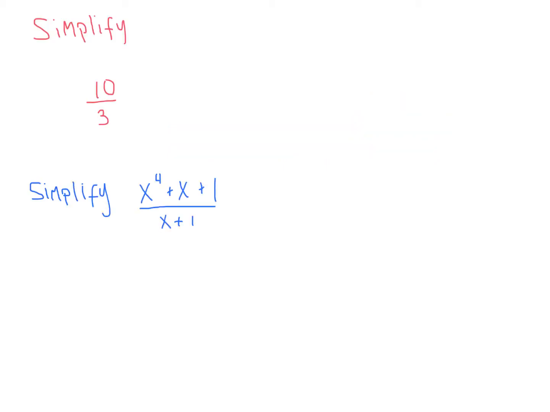Let's start off just by dividing 10 by 3, or simplifying the rational expression 10 over 3. Go ahead and do that on your own. Shouldn't have been too hard, right? When I do 10 divided by 3, I think about the fact that 3 goes into 10 3 times. But there's a remainder of 1.